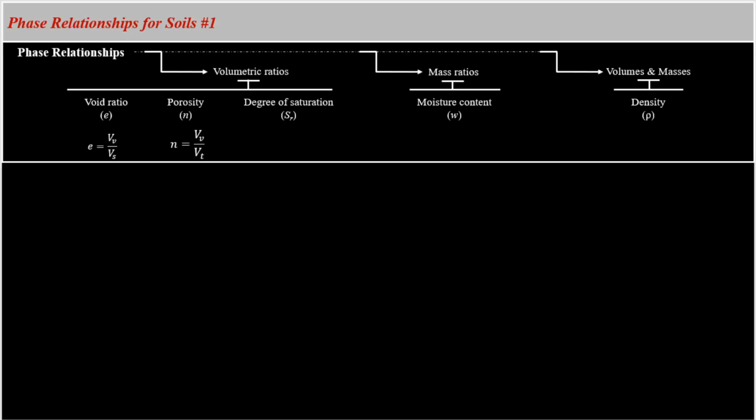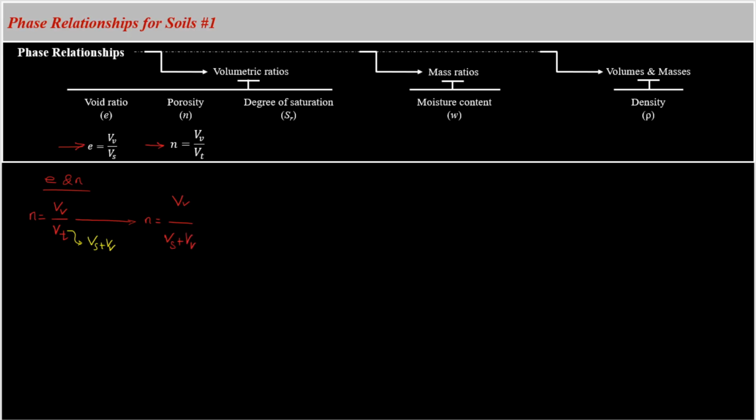Now that we are familiar with void ratio and the porosity, let's see how we can derive an equation that relates these two. So let's start with the equation for the porosity, which is n is equal to V sub void divided by the total volume. Now, in this equation, we can replace V sub T by the V sub S plus the V sub void. Then, if we rewrite this equation, we will have n is equal to V sub V divided by V sub S plus V sub V.